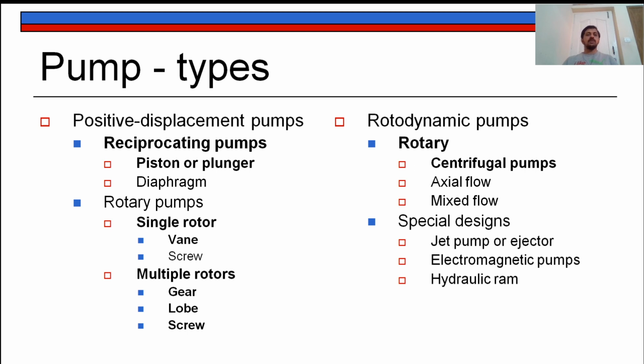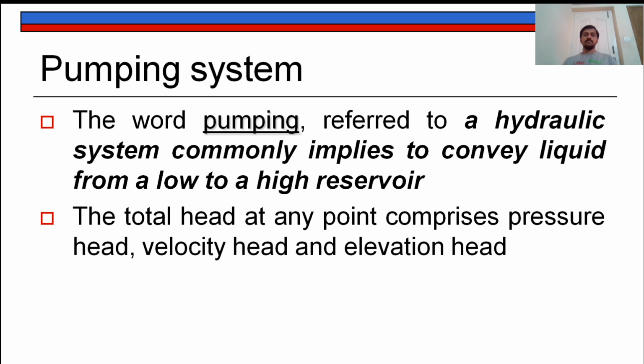Now coming to the classification of pumps alone, under positive displacement we have the reciprocating pump and the rotary pump. Reciprocating pump and rotary pump come under the category of positive displacement pumps. Under rotodynamic pumps we have the centrifugal pump, which is the major one, and which we will discuss in detail. Then there are special designs like the jet pump, electromagnetic pump, or hydraulic ram. All these are categories of rotodynamic pumps.